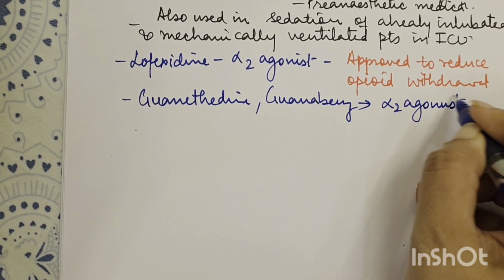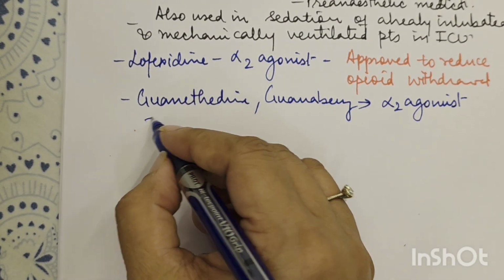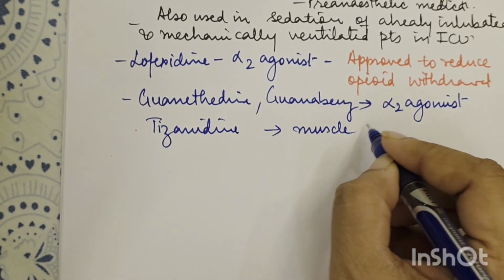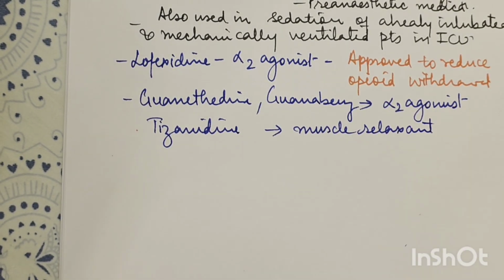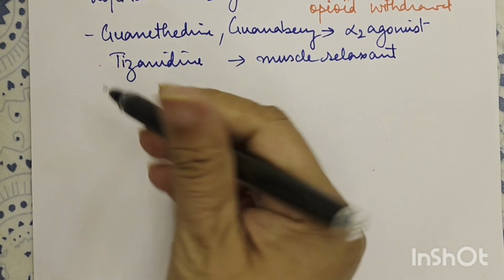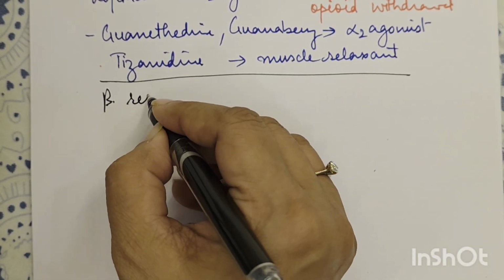They in fact inhibited the exocytosis of noradrenaline. Then there is another drug, tizanidine, which has been used as a muscle relaxant by its action on alpha 2 receptor. So these are the alpha drugs. Now coming to the drugs which are acting on beta receptor.